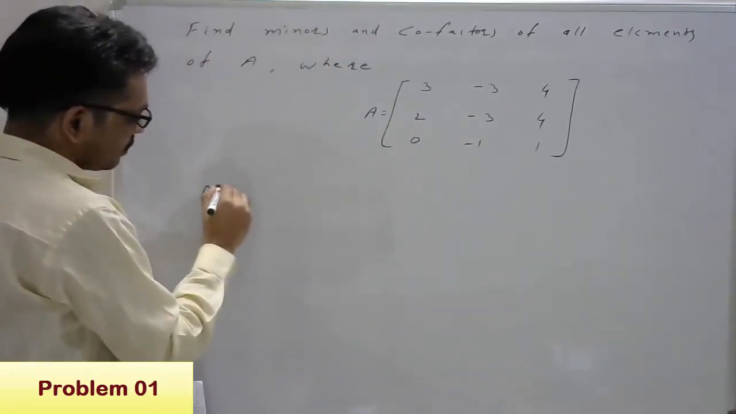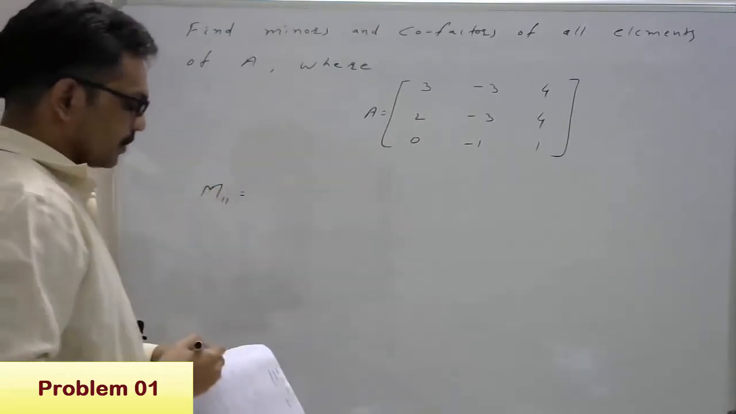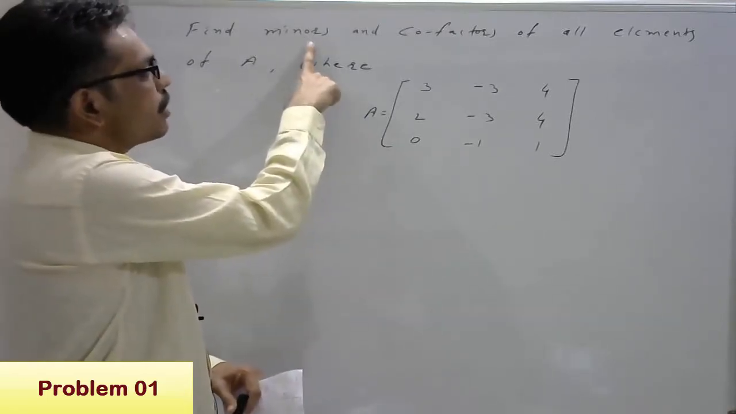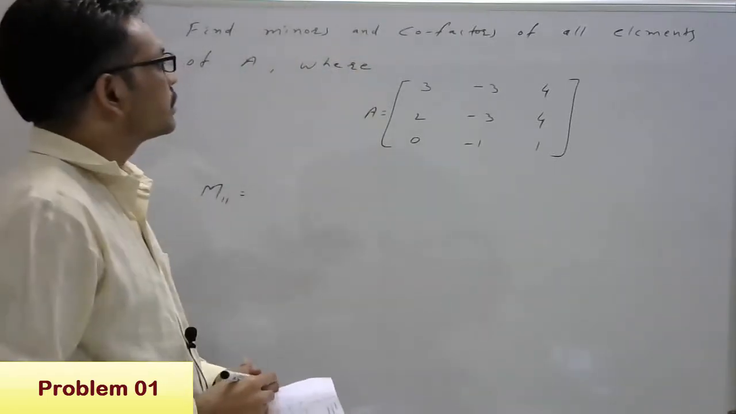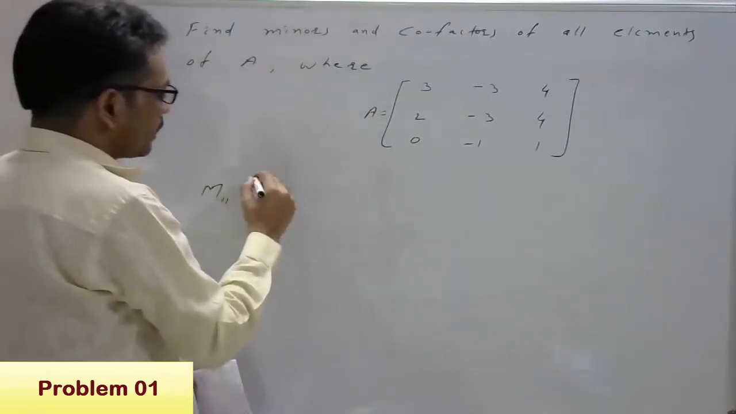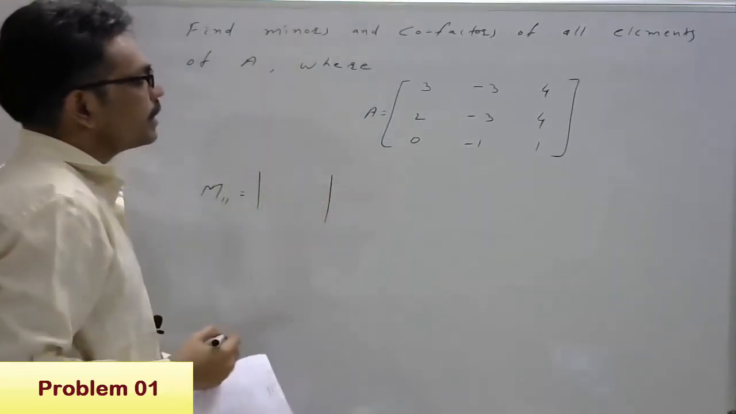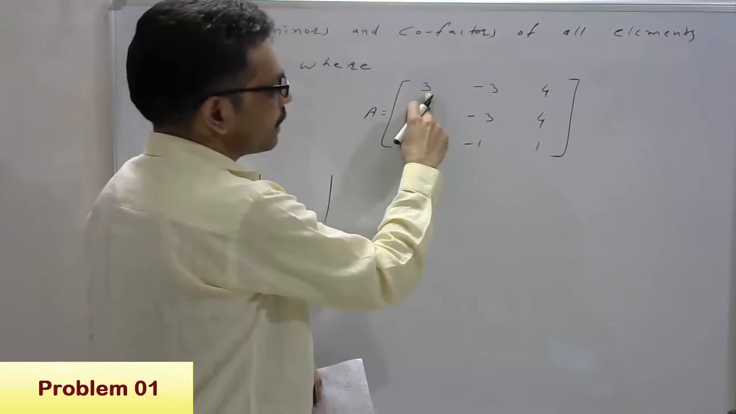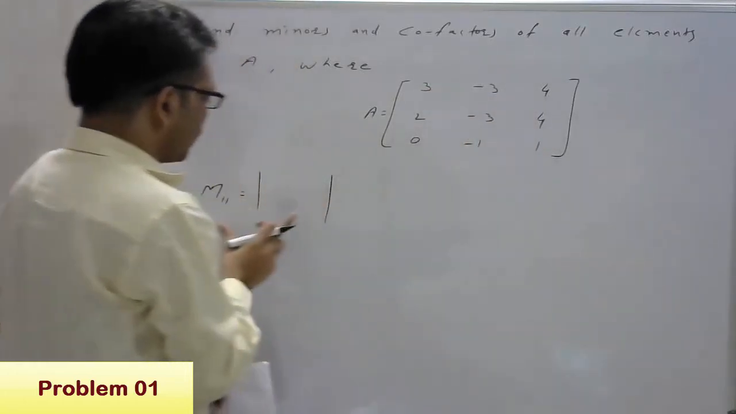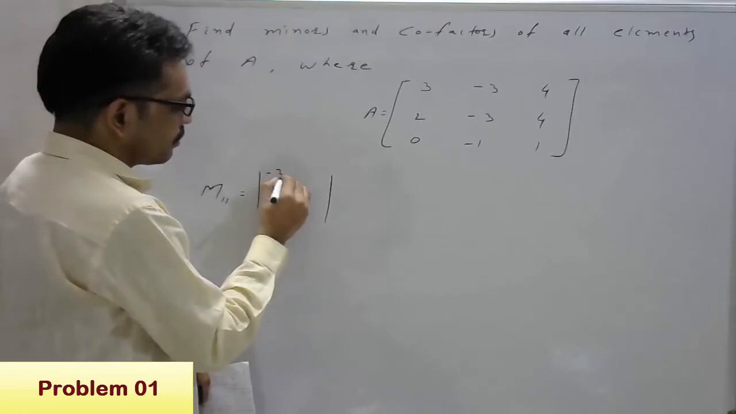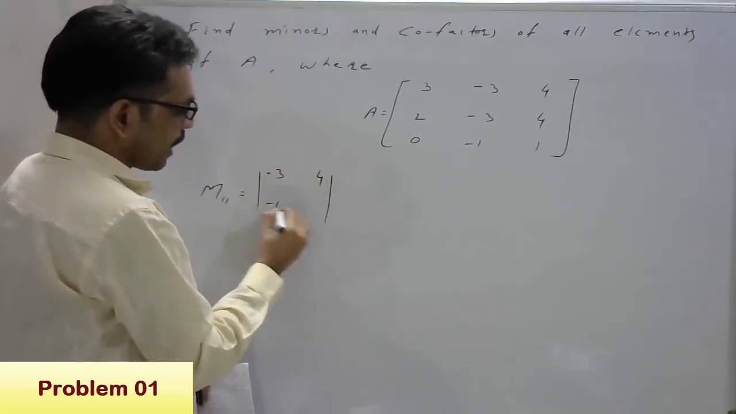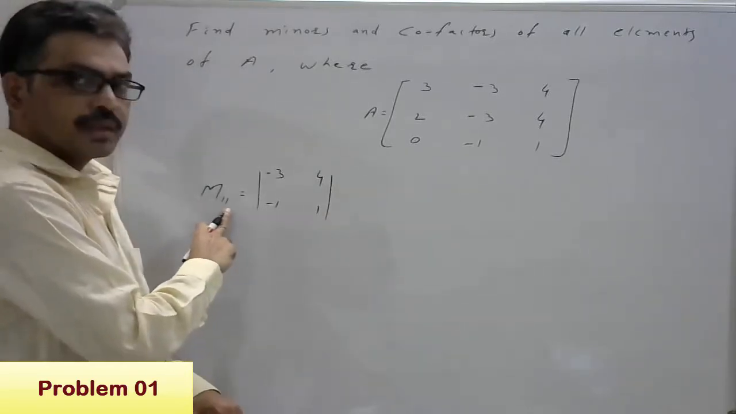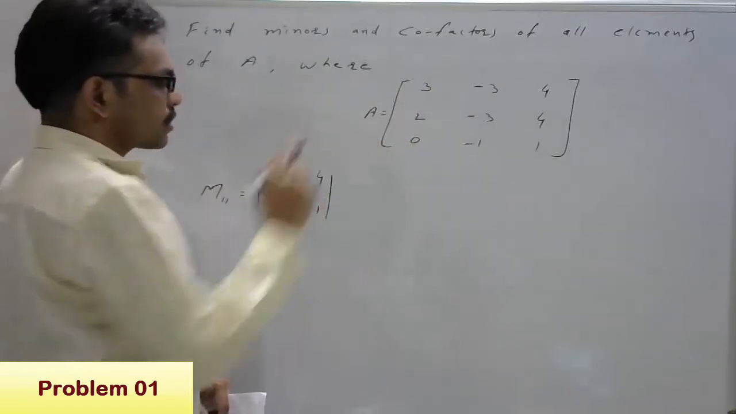The minor M11 is, as we have already seen in the definition of minors and cofactors, a determinant obtained by deleting the first row and first column. Therefore, the first minor is the determinant with elements -3, 4, -1, 1. This first minor M11 is obtained by deleting the first row, first column.